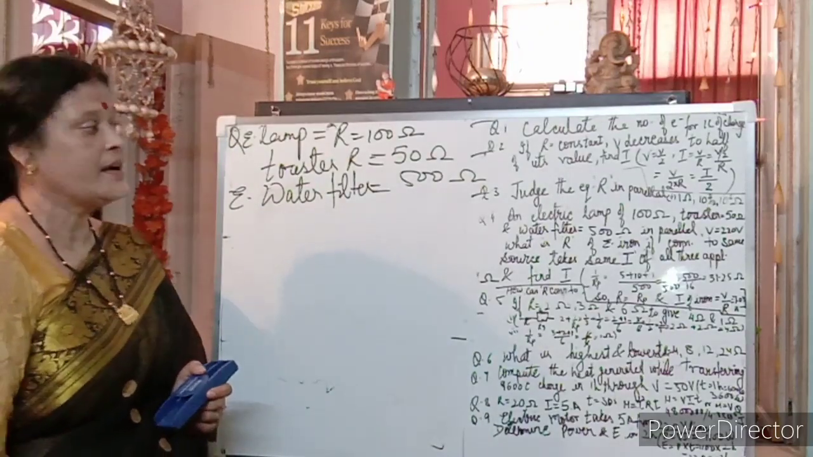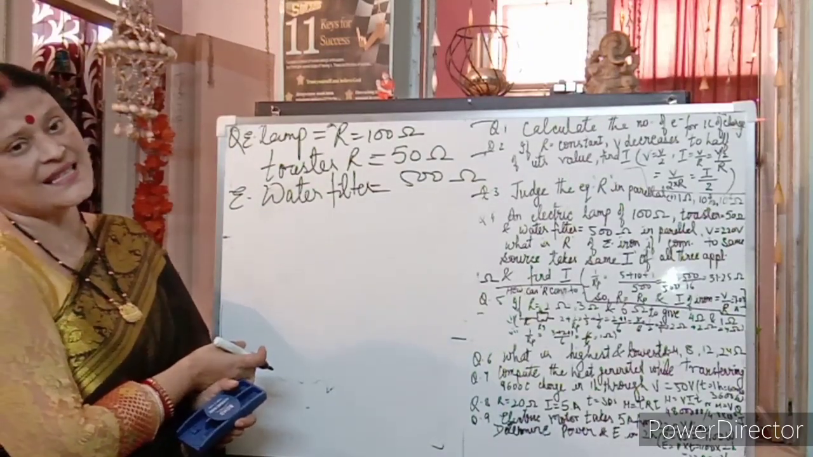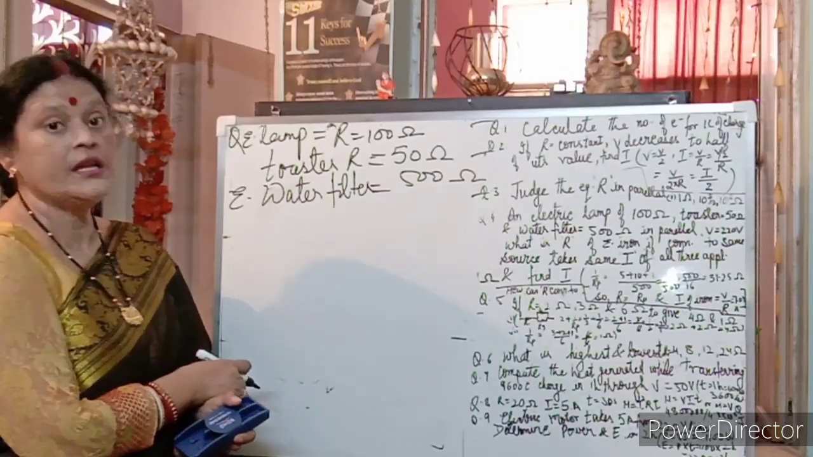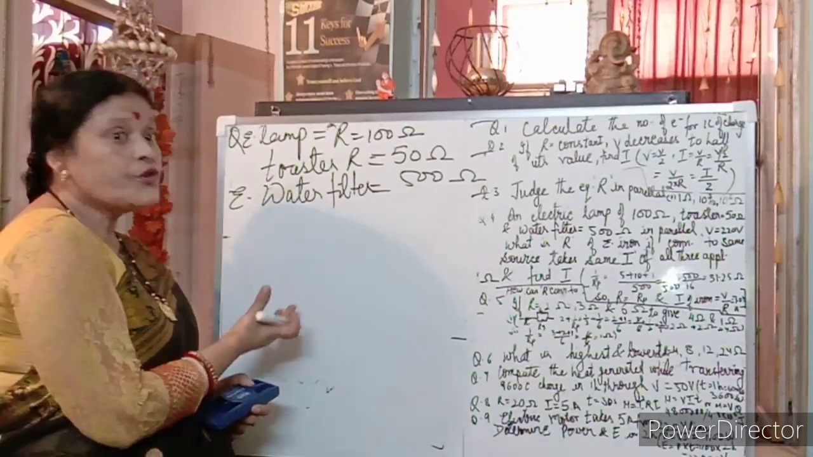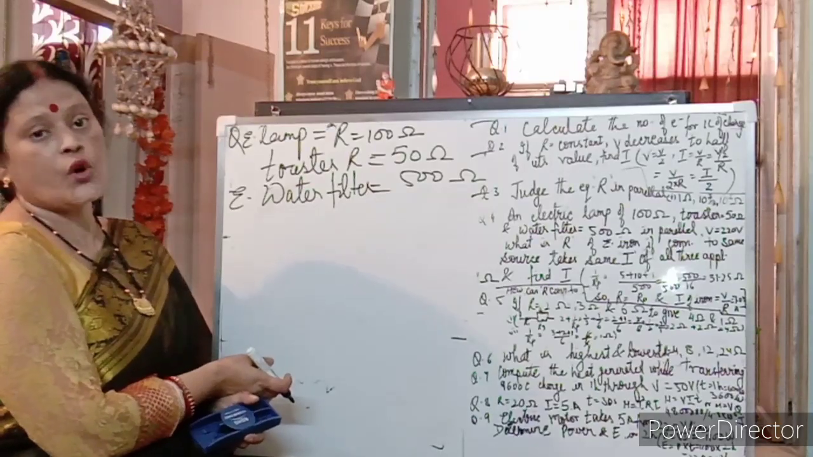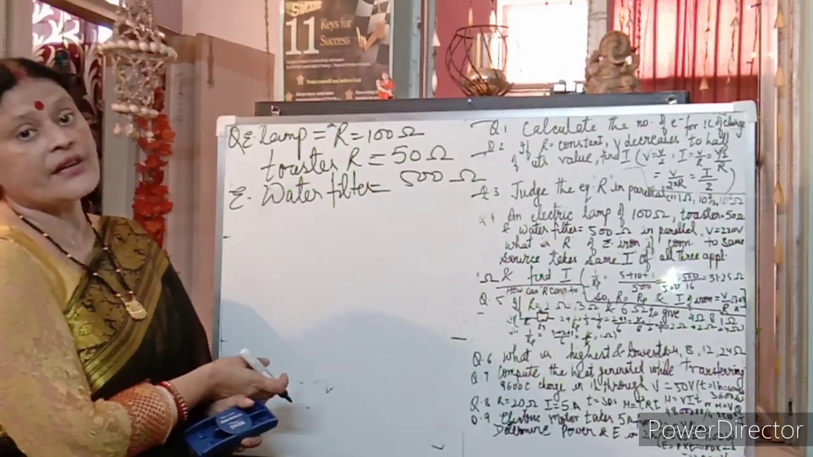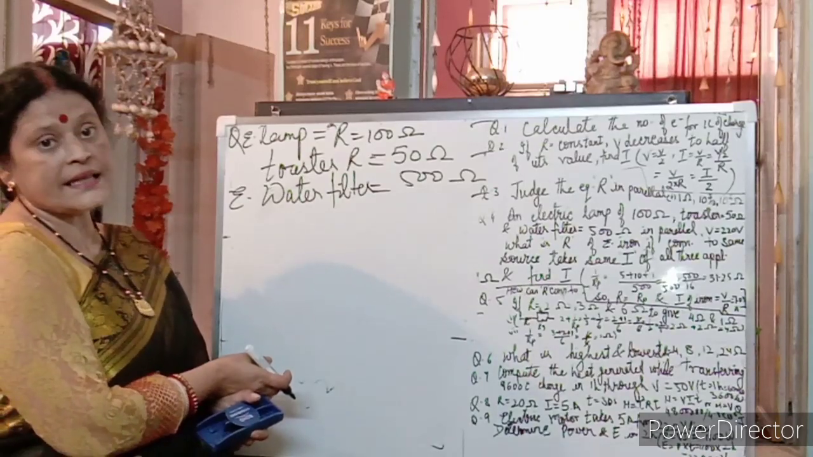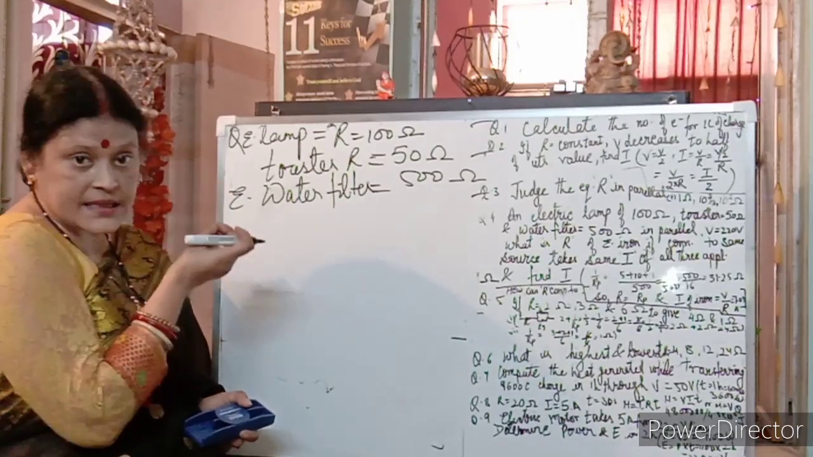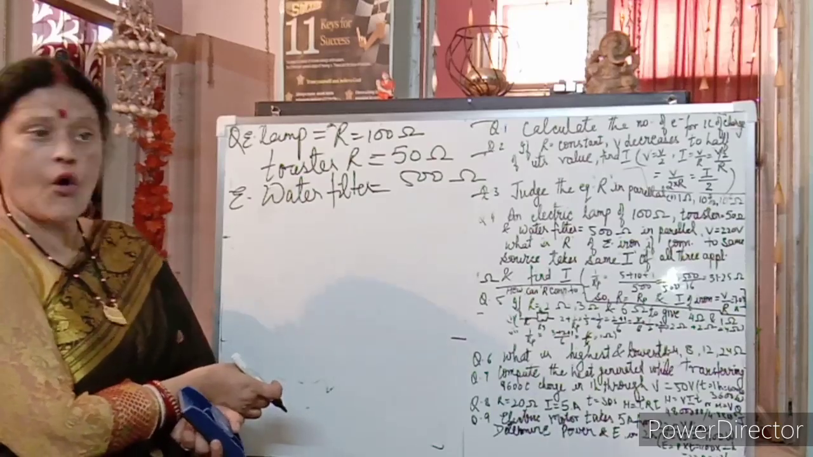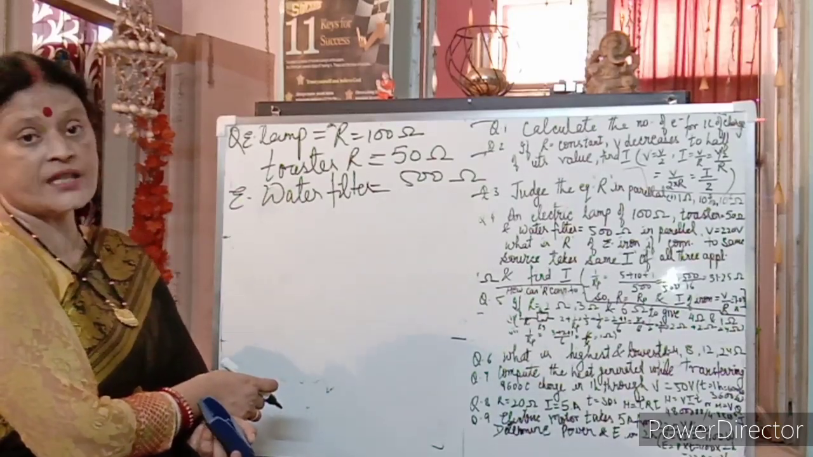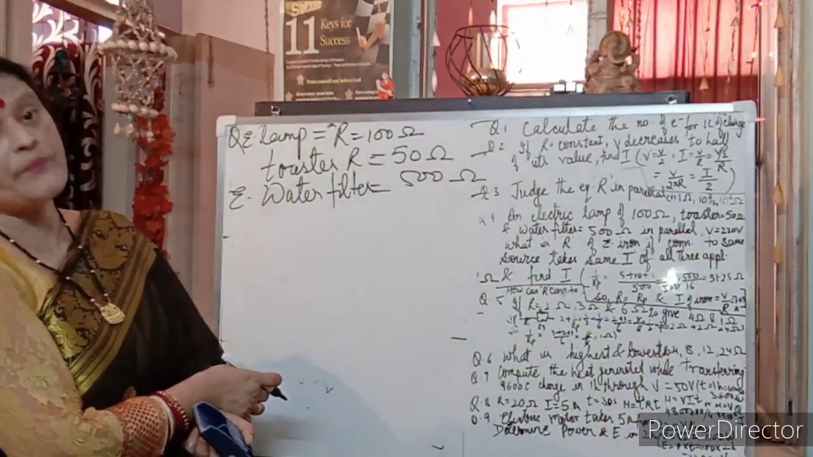Why parallel, student? Again, these are domestic appliances. If it is not mentioned in the numerical, you will write in parallel, because all the domestic appliances are connected in parallel. If the connection is parallel, the resistance is less and the current is more. So all appliances in household activities are always in parallel.